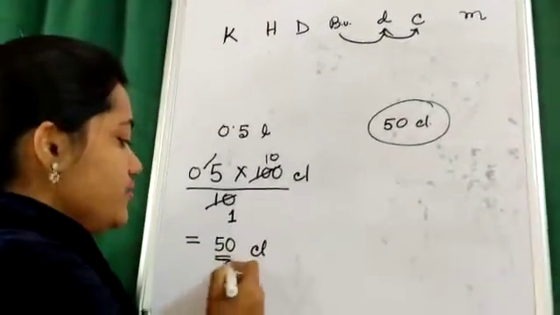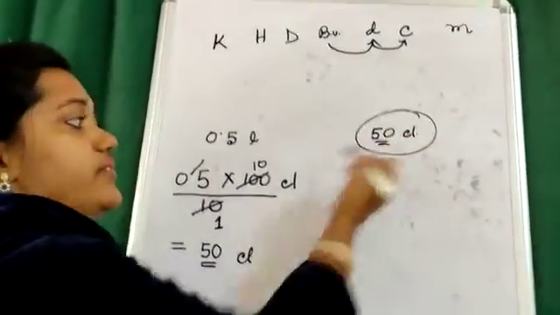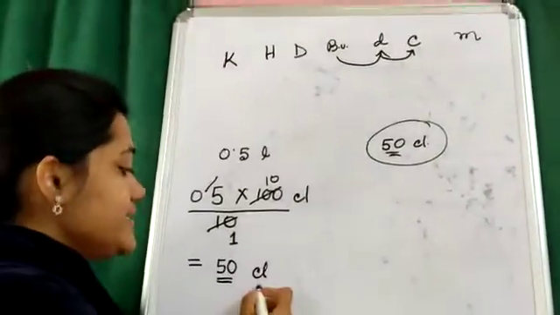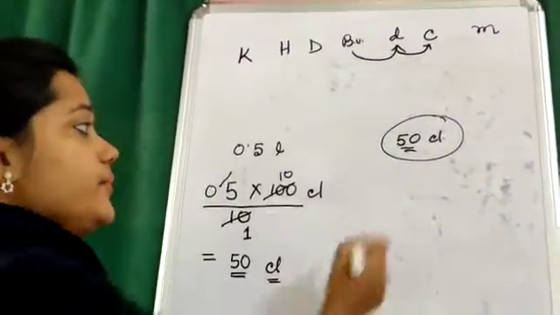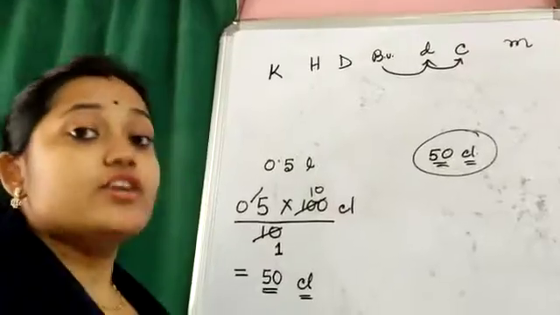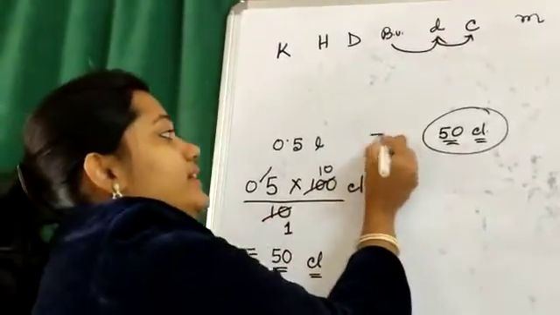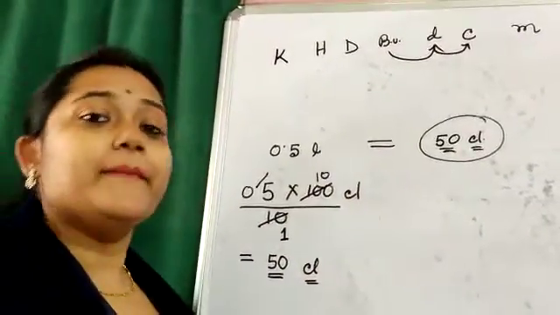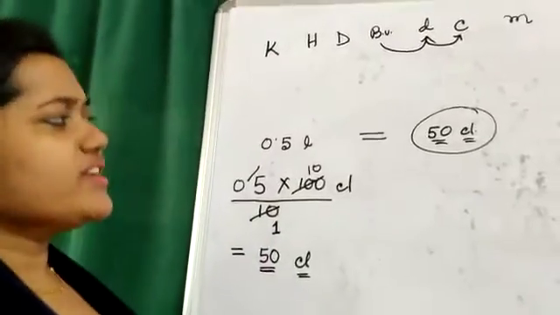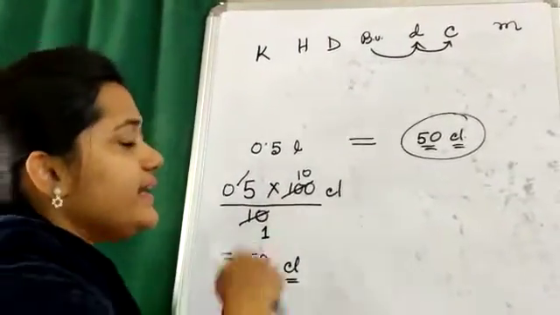So here is also 50, here is also 50. And in both the two cases, here is also centiliter, there is also centiliter. So both the two amounts are equal. Okay, so let us try to make it in another way.